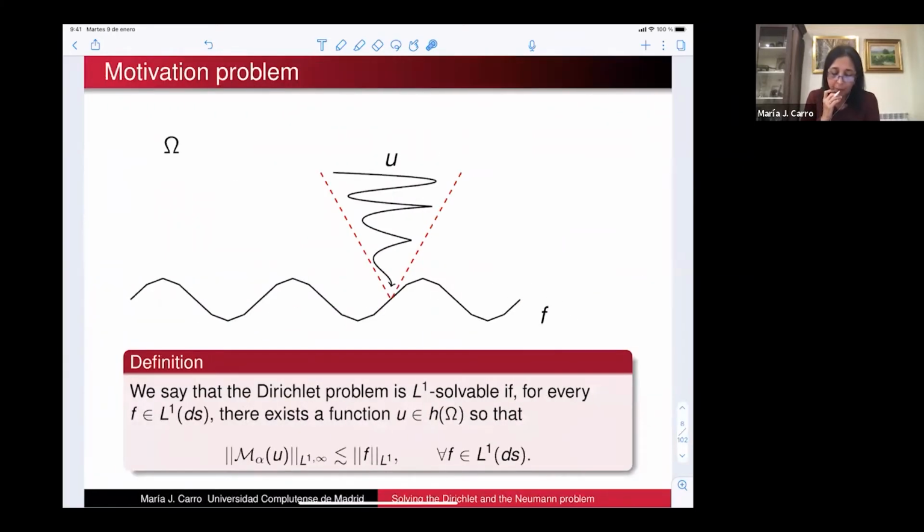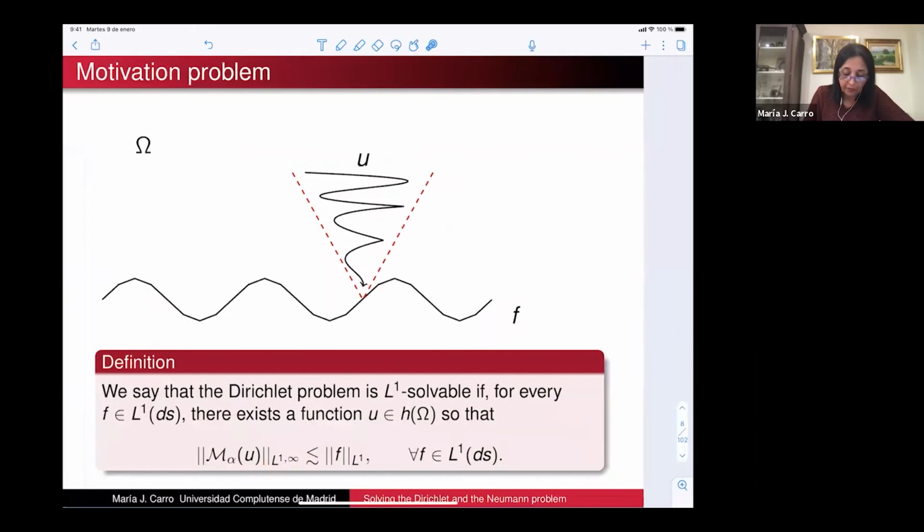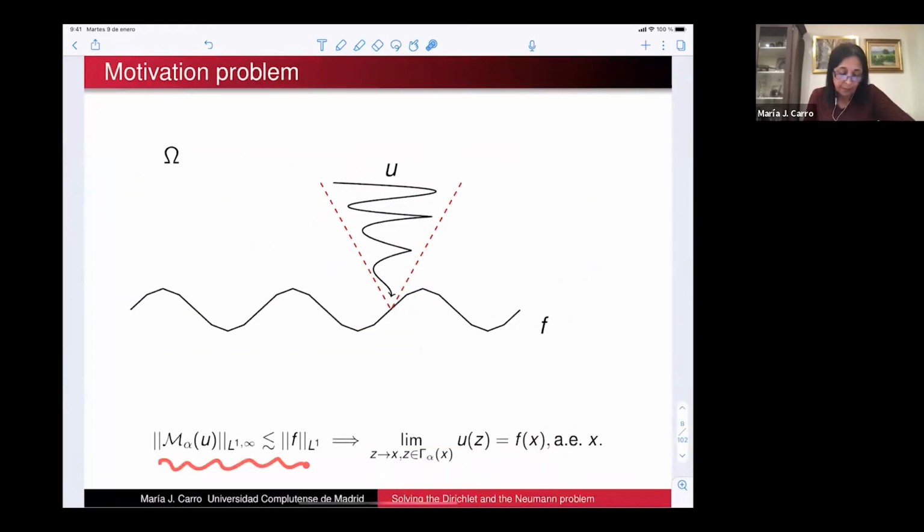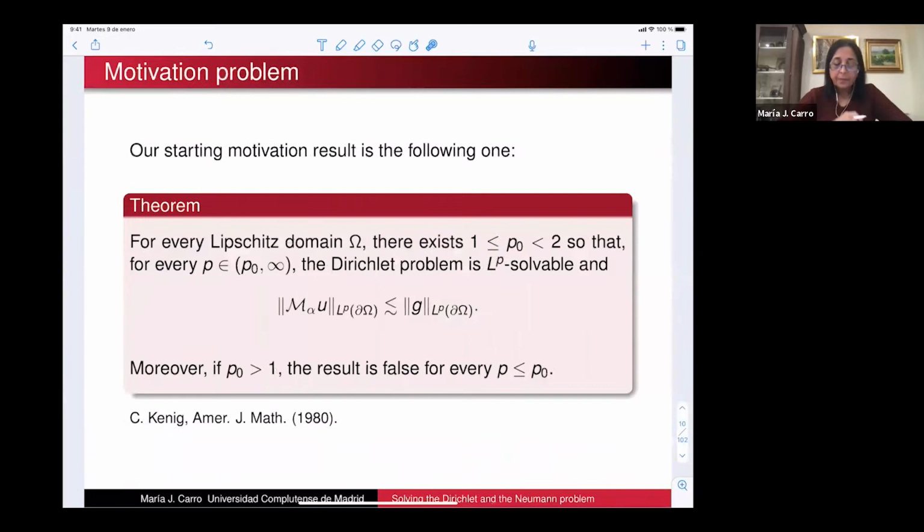As I said, for p equals 1, we cannot assume a strong type. We cannot impose that the operator has to be from L1 into L1, because this never happens. So we have to change the definition and say that the Dirichlet problem is solvable in L1 if the maximal operator takes L1 into a bigger space than L1, which is the weak L1 space, L1 infinity. This is a perfect definition, because in fact, this weak type boundedness also implies the almost everywhere convergence.